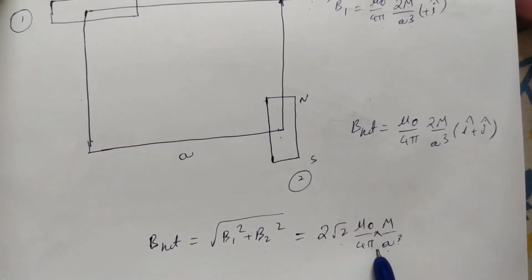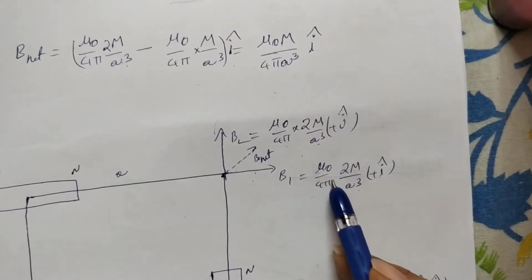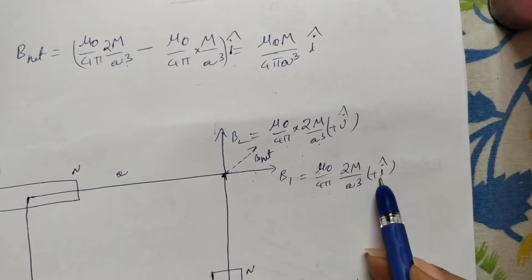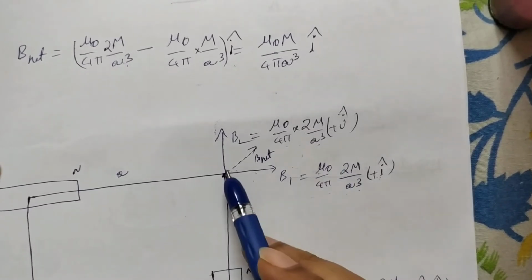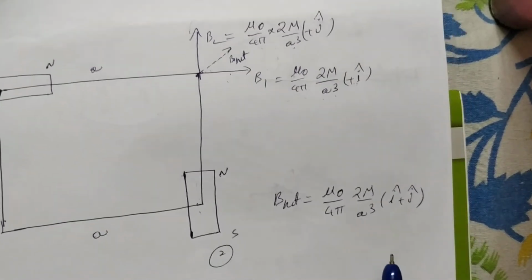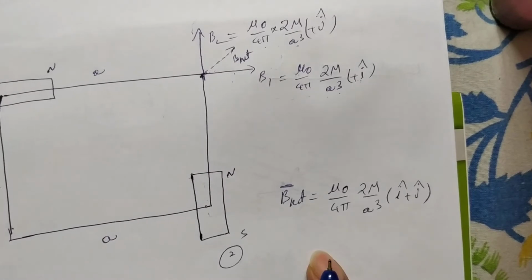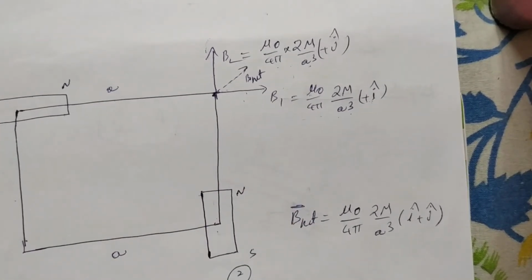Otherwise, if you want vector notation, you know that this much amount, mu naught by 4 pi 2m by a cube, is along the positive x-axis, and the same amount along the j-axis. So take this value common, then what you get? i plus j you get. This is the vector notation of the magnetic field induction at this particular point.